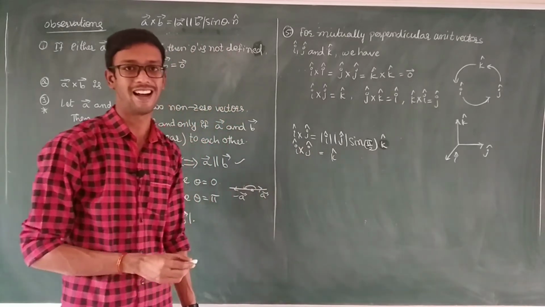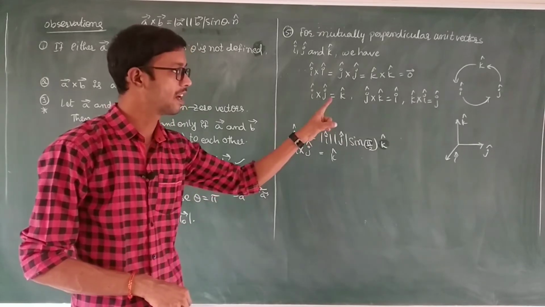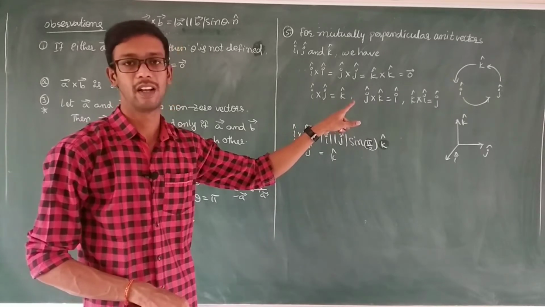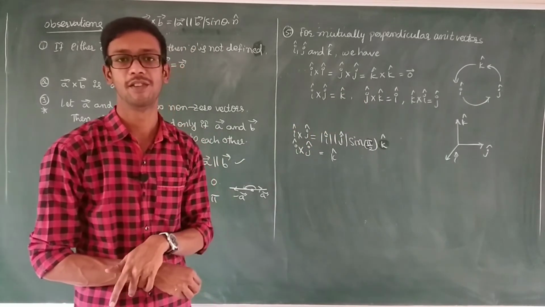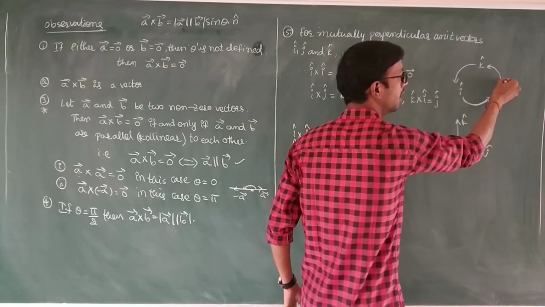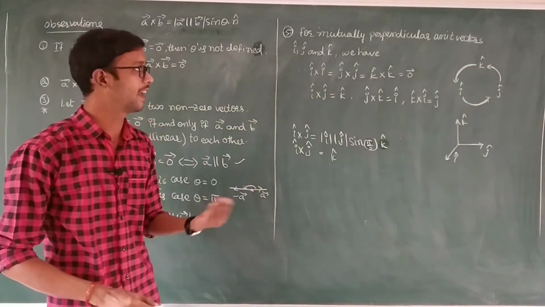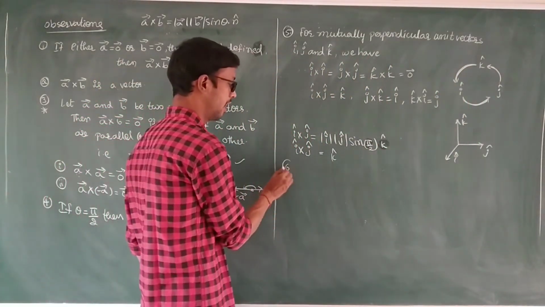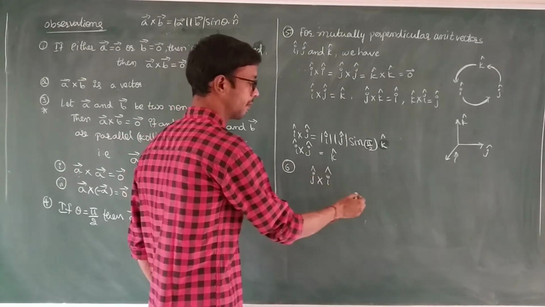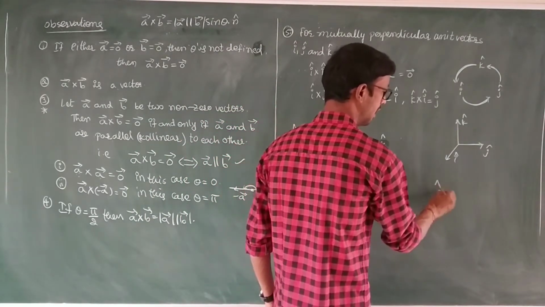I cap cross J cap is K cap. J cap cross K cap is I cap. K cap cross I cap is J cap. This cyclic order you compulsorily have to follow: I to J, J to K, K to I. If you take the reverse, one more point I am writing here: J cross I, K cross J, I cross K.